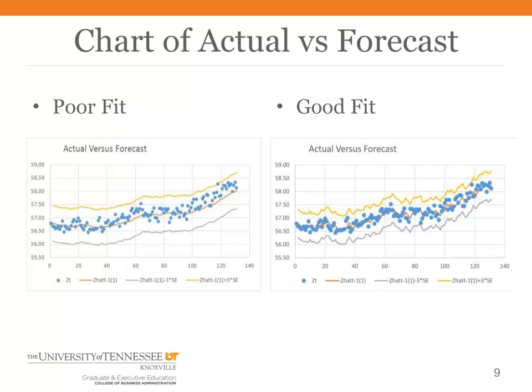We'll illustrate each of these ideas with examples. This is looking at the actual versus the forecast. What you're looking for here is, when you look at the situation on the left, the actual values tend to exceed the forecast, and the forecast is not responding quickly enough as the actual values trend upward. On the right, you see that the forecast seems to be right in the middle of the actual values and is responding quickly enough as the values trend upward, and that's what you're looking for.